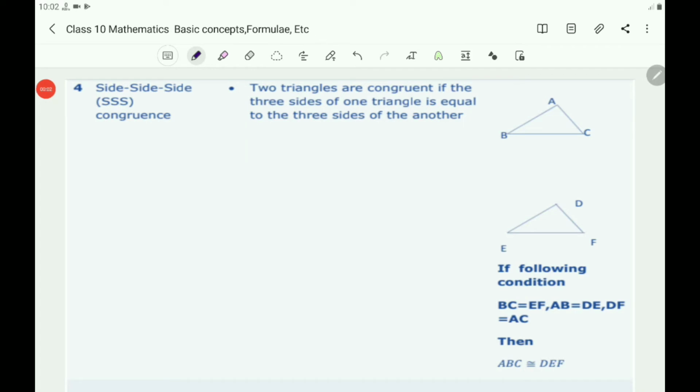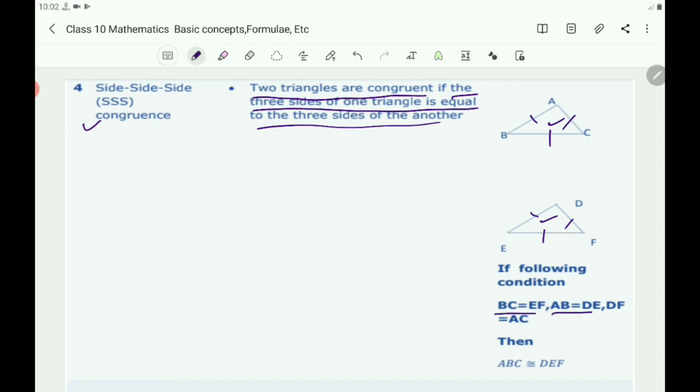And you also learnt about the SSS congruence rule. Here, three sides of one triangle and three sides of the other triangle. Two triangles are congruent if the three sides of one triangle are equal to the three sides of the other. So if you take triangle ABC and triangle DEF, AB equals DE, BC equals EF and AC equals DF. Then triangle ABC is congruent to triangle DEF. That is the SSS congruence rule.